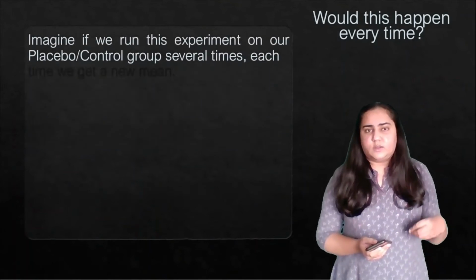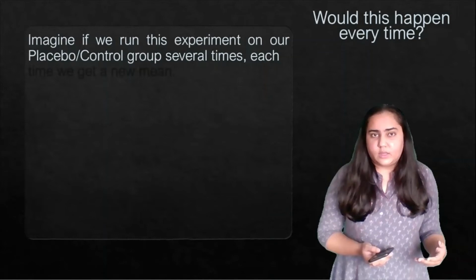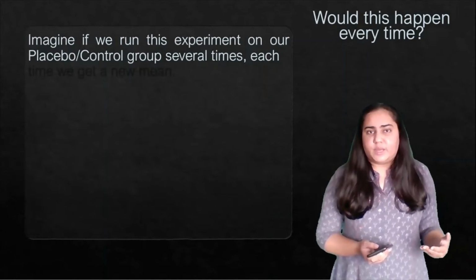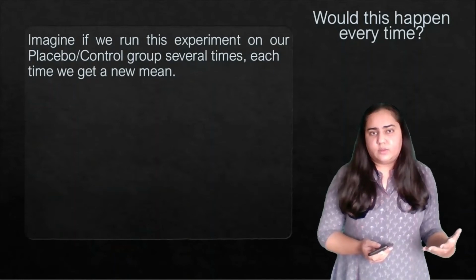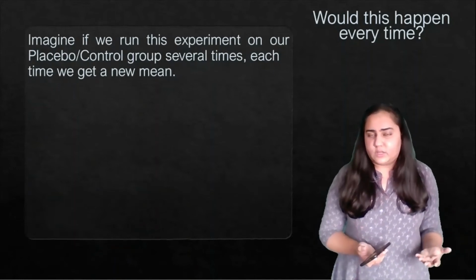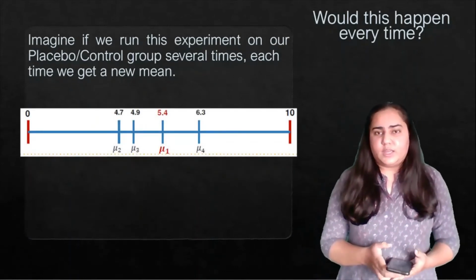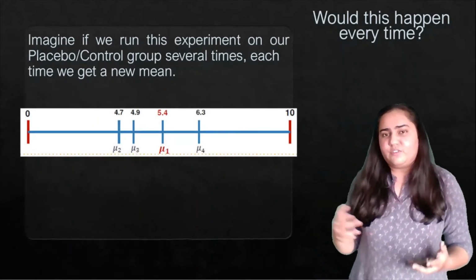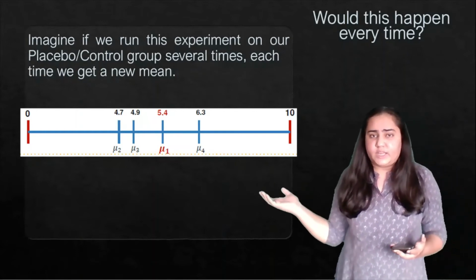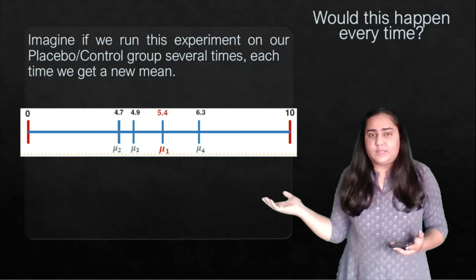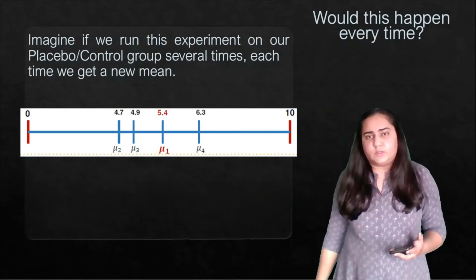So we need to ask a question first of all, is this going to happen every time? If we were to run this experiment several times, then each time we will be getting a new mean. Obviously, we won't be getting the same values each time, right? So we are getting all these values every time we are running this experiment. Sometimes we are getting a value which is less than 0.6. Sometimes we're getting a value that's more than 0.6.